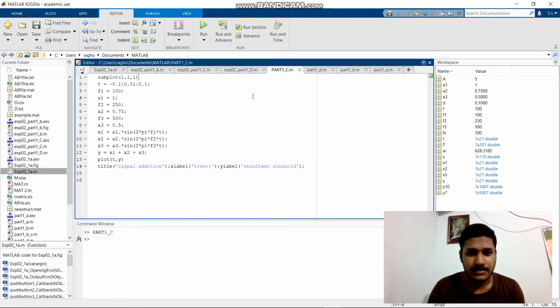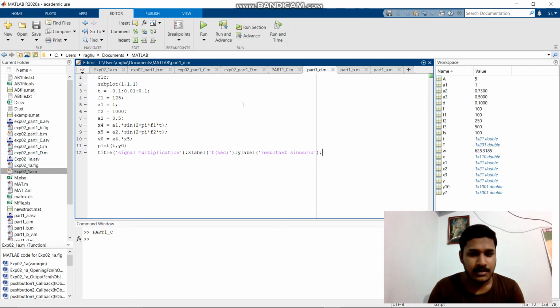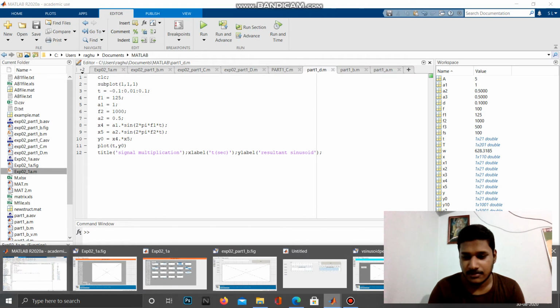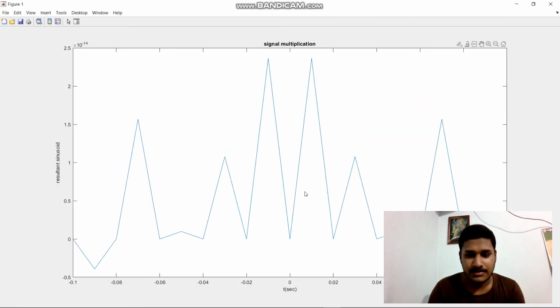Coming to the next part, here I generated 2 waves and plotted the multiplication of the 2 waves by using the dot star command. By using dot star, we can multiply the corresponding values of the 2 waves. If we run this program, we obtain the graph. This is the resultant wave from the multiplication of 2 sine waves.